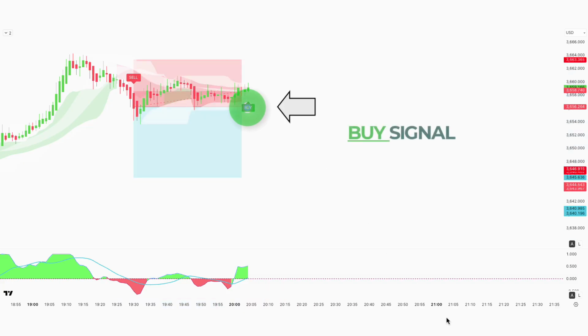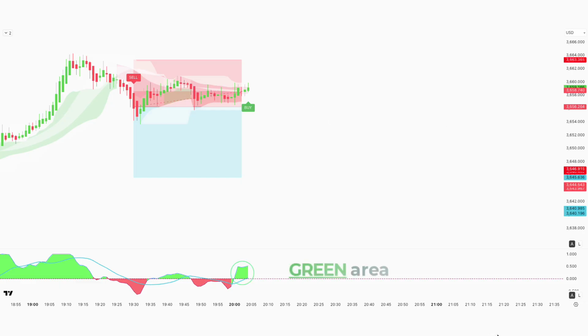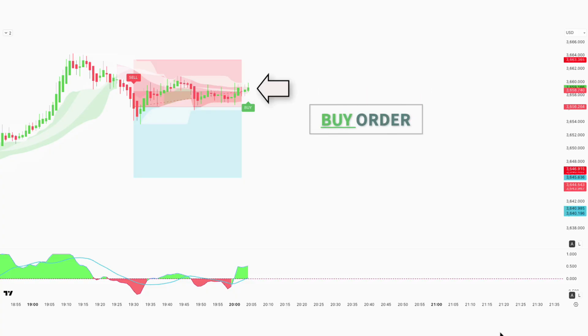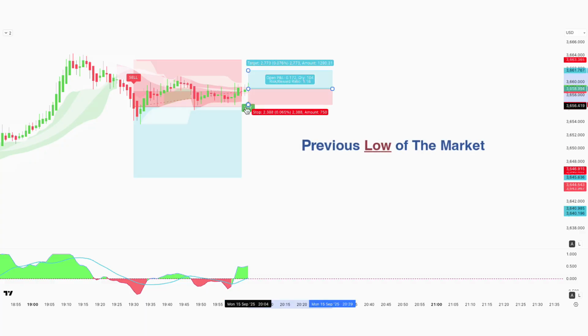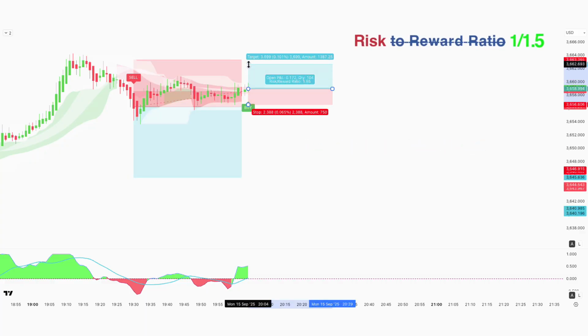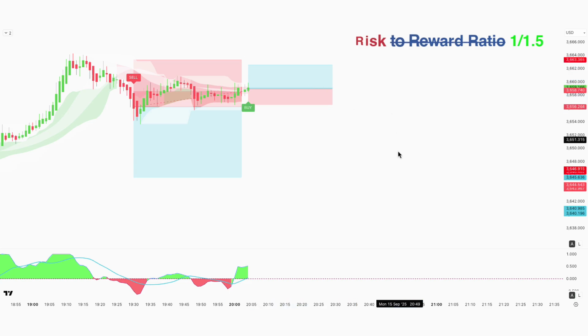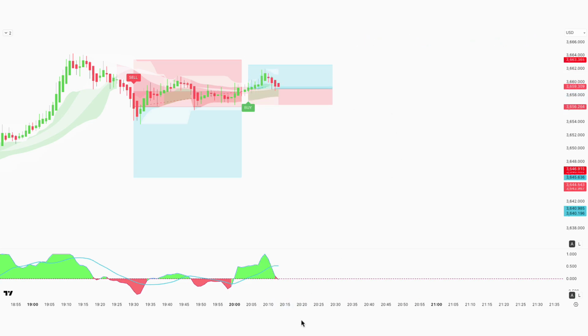Here, the Renko Heikin-Ashi arrow of this indicator is a buy signal. Here, the PVT OSC indicator is in the green area. Here, the market has made a bullish candle to give confirmation. So all our conditions are being fulfilled, so we are placing an order to buy. Our stop loss is to be placed at the previous low of the market, and the risk-to-reward ratio will be 1:1.5. Our trade is running in profit. We have won the trade.